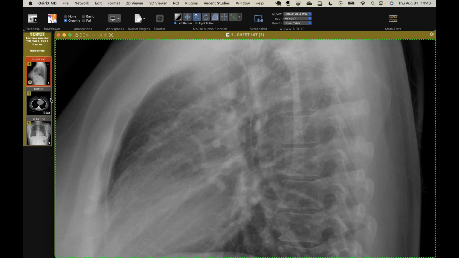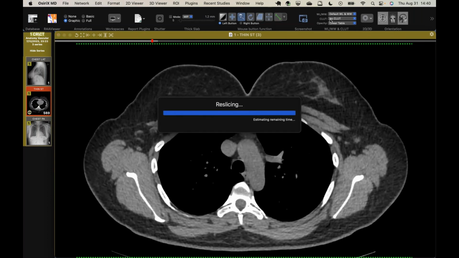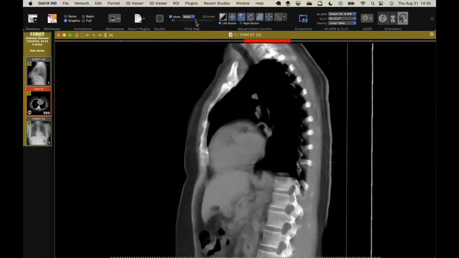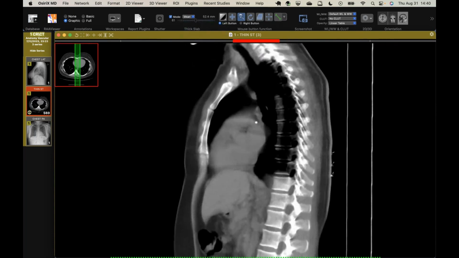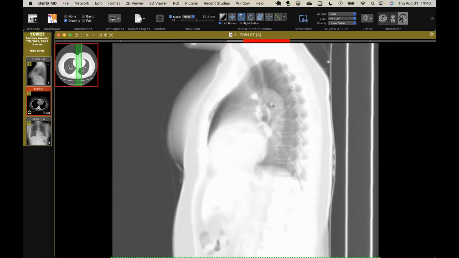Bring the CT back, we'll make a sagittal, and then we'll do an average intensity projection and thicken this up. Yeah, we can see there's the vessel right there. You can see it right there. So if I put that up with the lateral, you can see there it is.